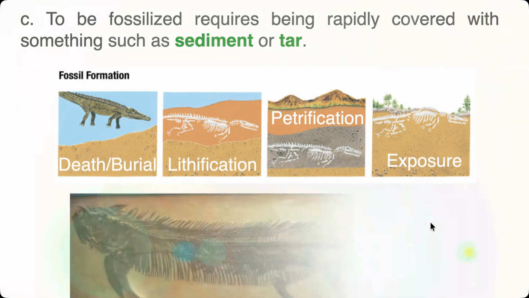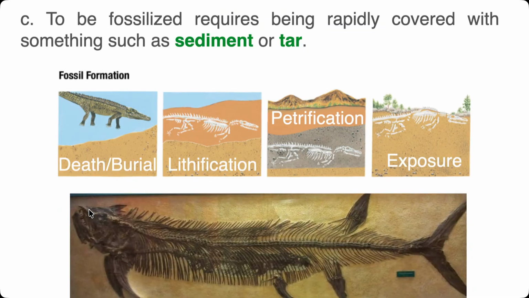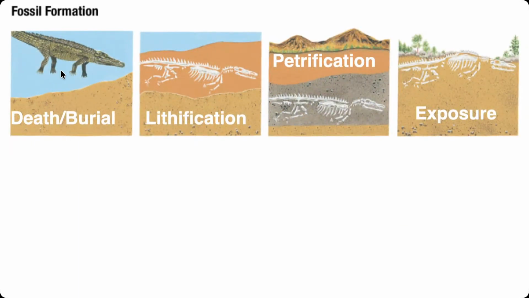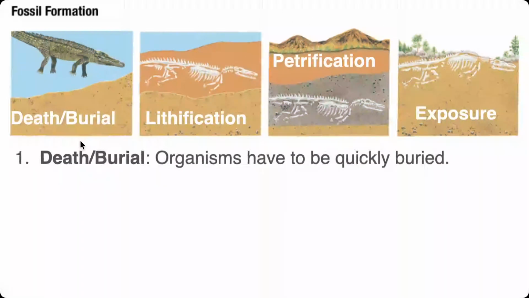Okay, so here is the exact organism that we kind of introduced this unit with, right? It's, I believe, related to a coelacanth, which is a fish that is still around today. Okay, so step one, death and burial. What are we talking about? Organisms have to be very, very quickly buried. So again, with sediment, with tar. Those are our two main things.